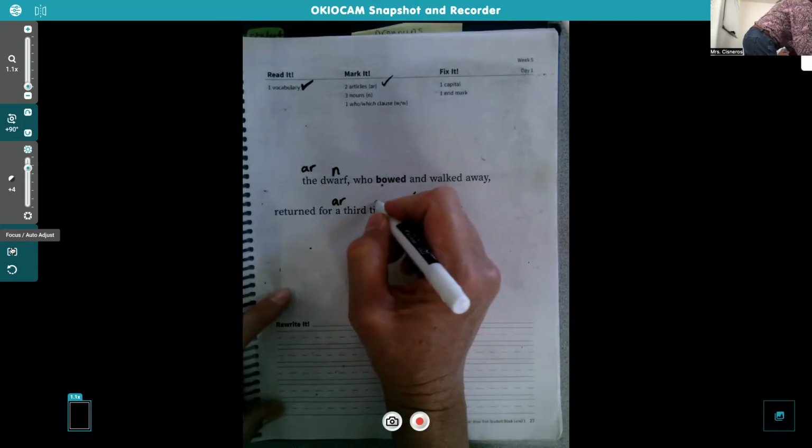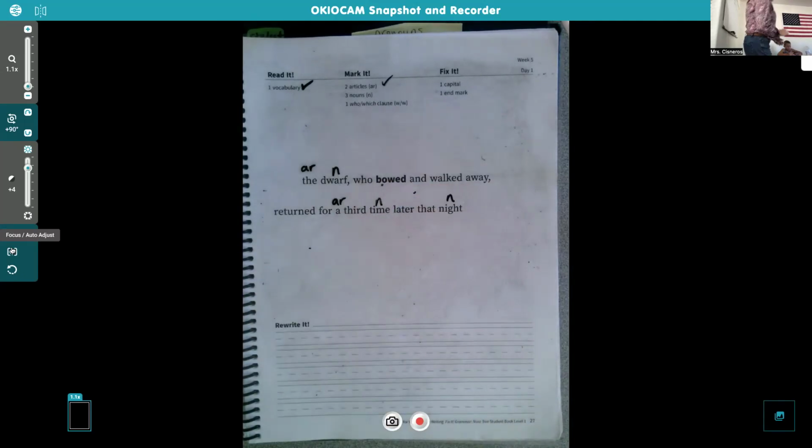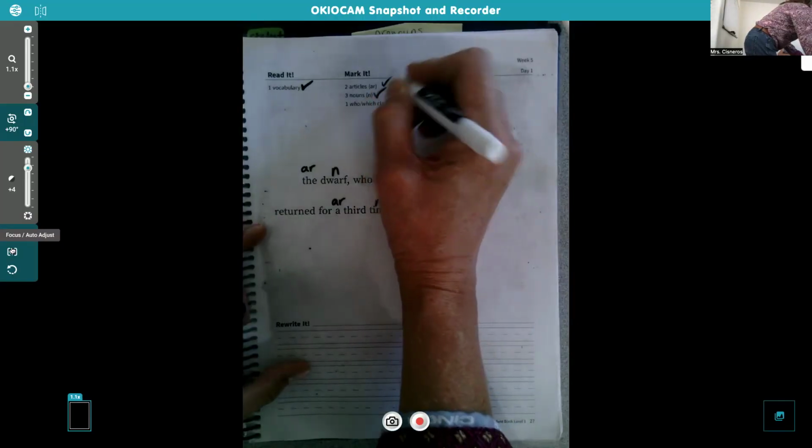Bowed. No, that's gonna be an action. Remember the thing about the articles, it gives you a clue that a noun is coming. Not always, I mean, there's not always an article, but in this, whenever you see an article, you know a noun is coming. So I see a. I know third is not. Later. Time. Time is a noun. Third would be like an adjective telling which time is it? It's the third time. Okay, so time is your noun.